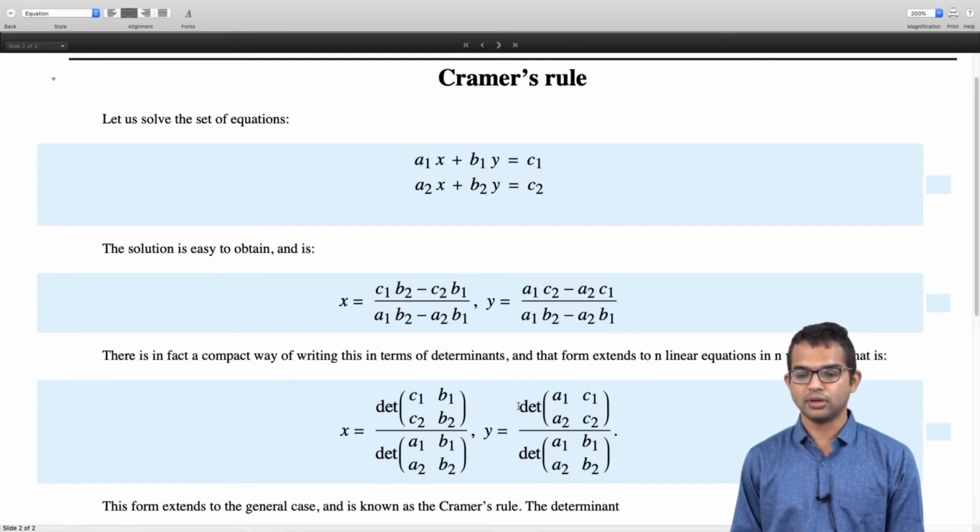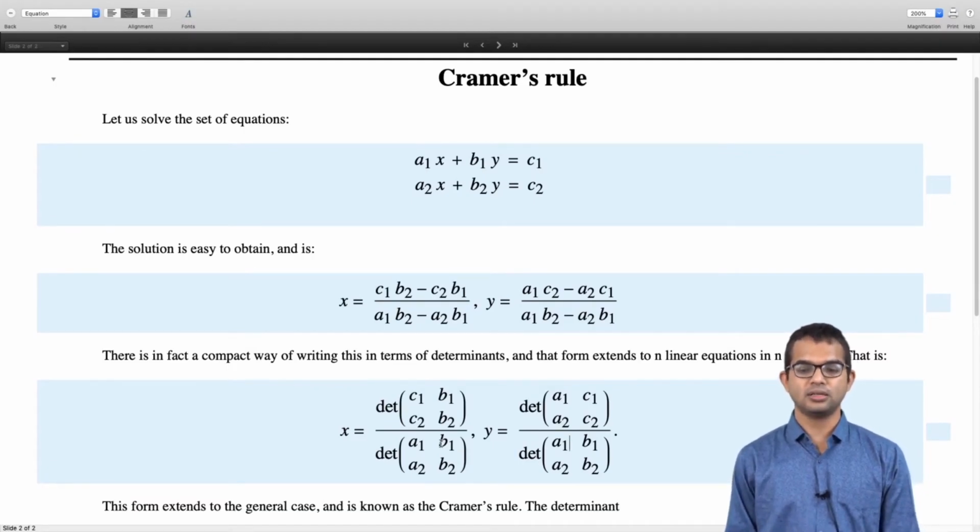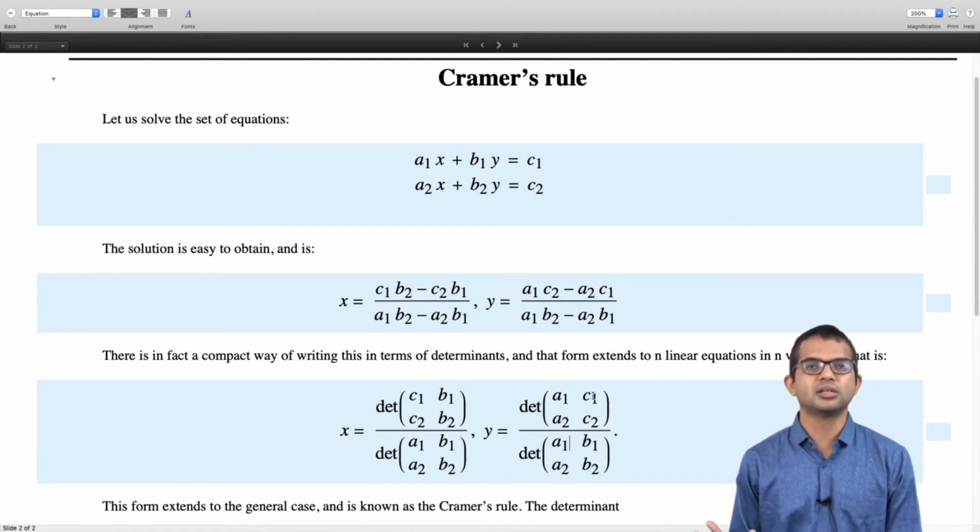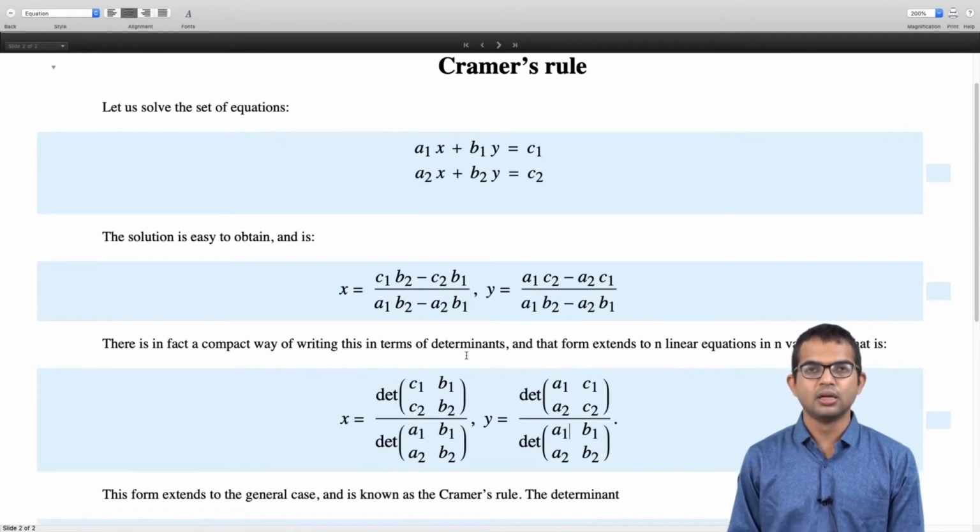So wherever you have the coefficients corresponding to the variable you are interested in, those coefficients have to be omitted, and in their place you bring in the constants from the right hand side. This is the prescription, and this works for n linear equations in n variables. I have shown you the 2 by 2 case explicitly, but this form extends. I'm not going to write down the general form explicitly; you can work this out.